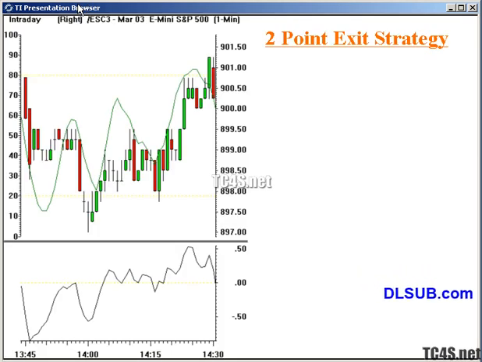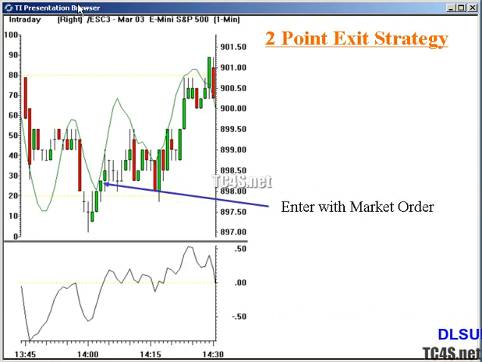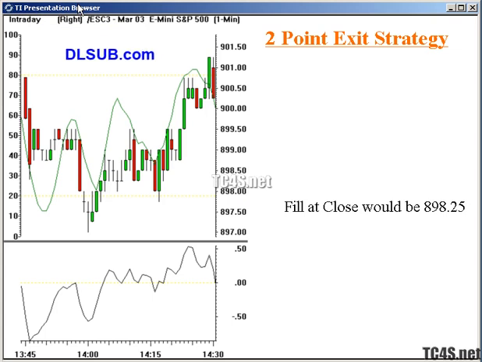First, let's go over the two-point exit strategy. Here's a chart showing a rather typical buy signal. The blue arrow points to our confirmation candle at 1403 on the timeline. We check the closing price of this candle that we will take as our hypothetical fill. And that would be 898.25. We will next set our two-point stop.